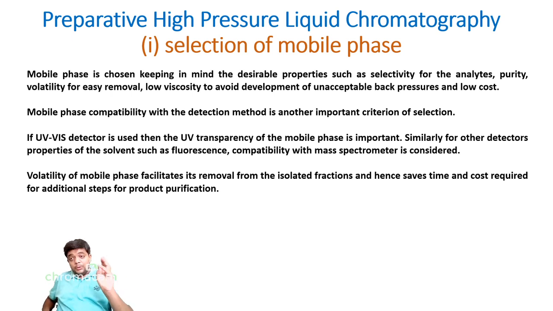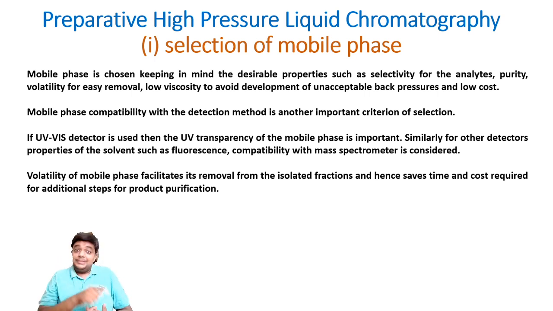Mobile phase has to be pure, it has to be volatile so that you can easily remove it. It has to be low viscous so it does not stick. These are the properties of a mobile phase which are essential. Mobile phase compatibility with the detection method is another important criterion. If your mobile phase gets interfered as a peak, then you might get a wrong answer.